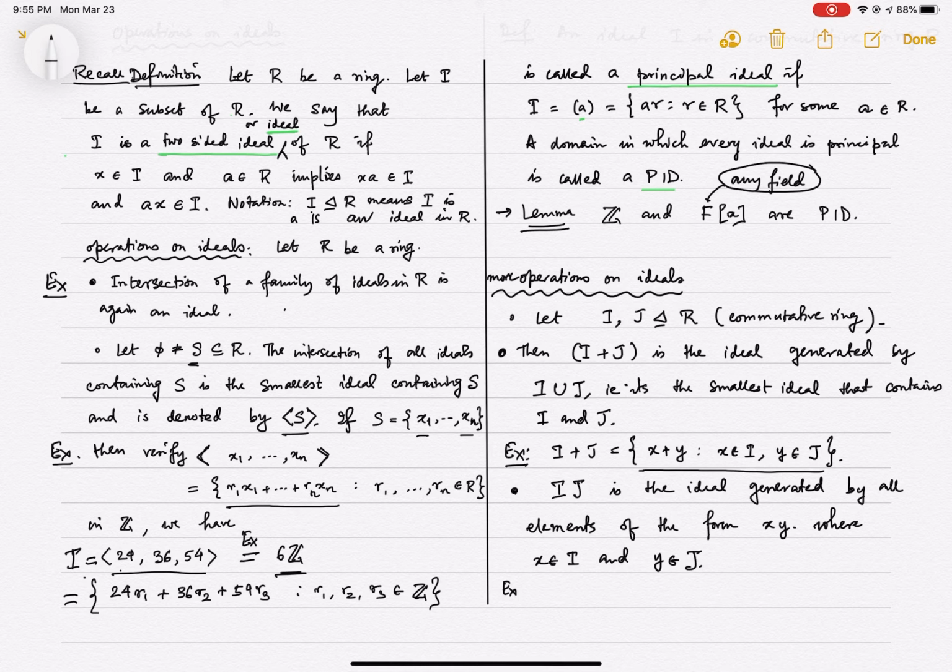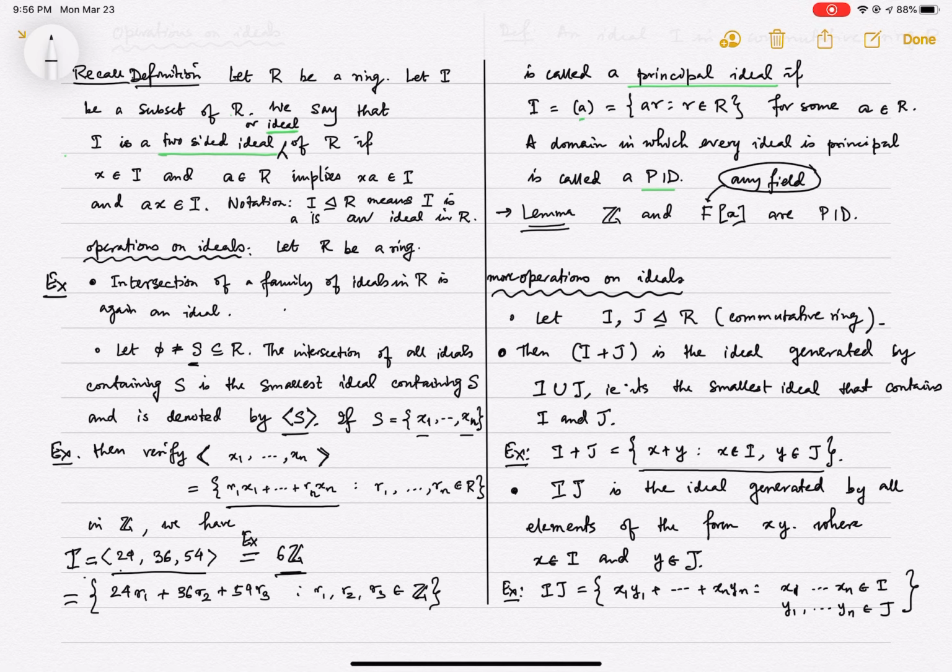And here, explicitly, you verify that IJ consists of all such elements, x1 y1 plus ... plus xn yn, where n is some number, and x1, x2, ..., xn are in I, y1, y2, ..., yn are in J. So you multiply elements of I and elements of J together and add them up. All such elements form the product. And the sum and product satisfy the usual properties of sum and product. And this would allow you to construct lots of new ideals.